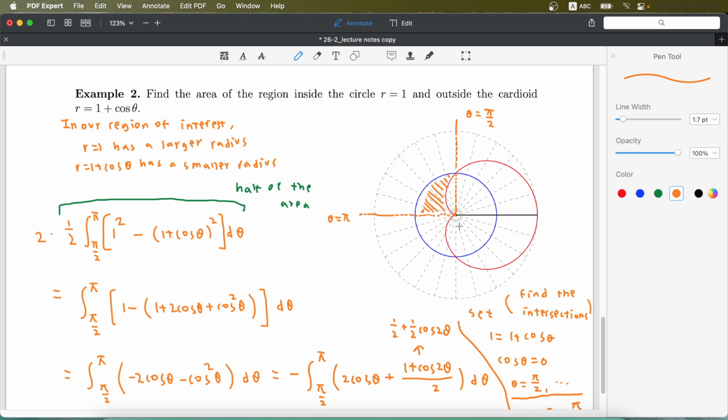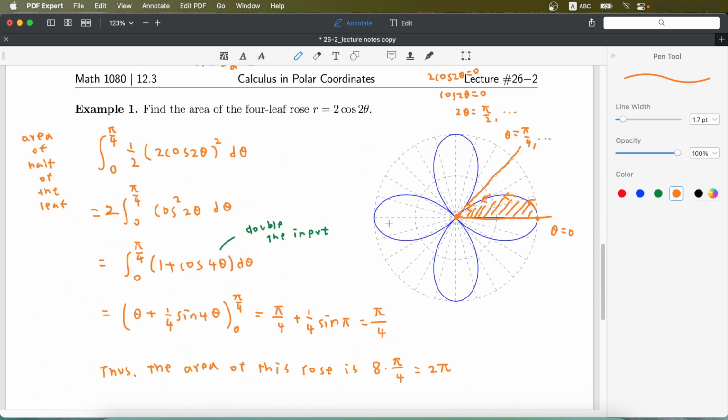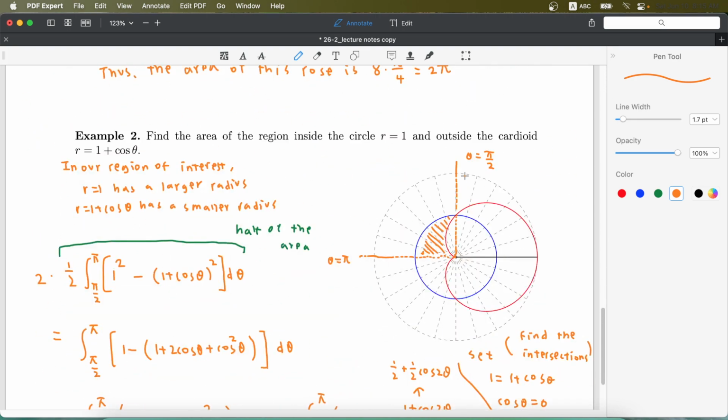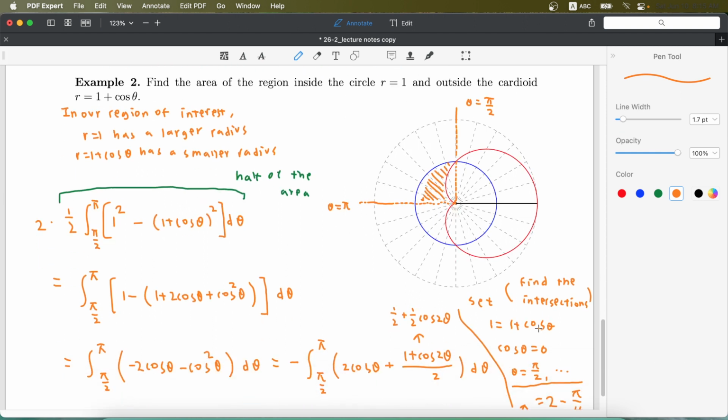Now to find the bounds, you want to find two rays that bound your region. Right here we still use the symmetrical property, just like we did here. We found theta equals pi over 2 and theta equals pi, and then multiply by 2. If you don't know this is pi over 2, you can set r equals r to find the intersections. You can see that pi over 2 is our intersection. Is that okay?